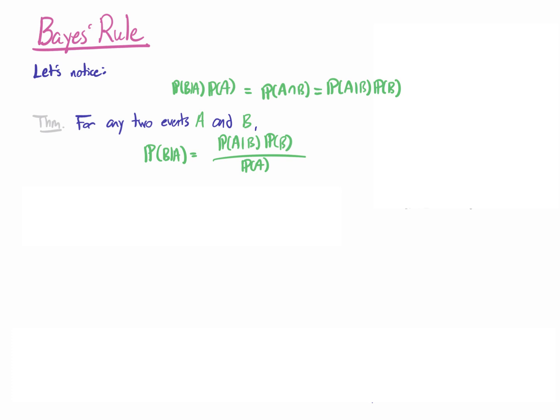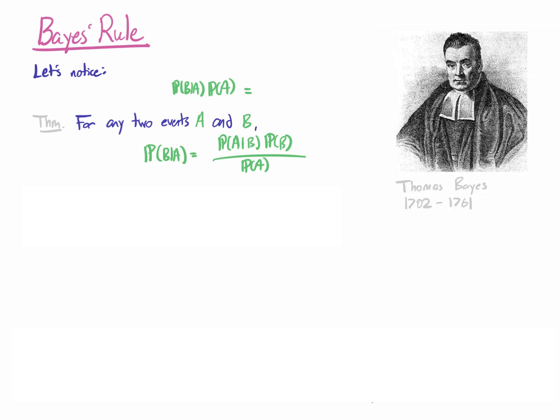So this is a rule that we can use to calculate conditional probabilities from other conditional probabilities. And it was first given to us by this guy, Thomas Bayes. So this rule is almost 300 years old now. And it really forms the heart of much of modern statistics and computer science. For now, let's just notice a little corollary here, another thing we can do with this.